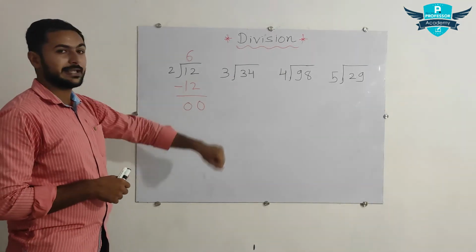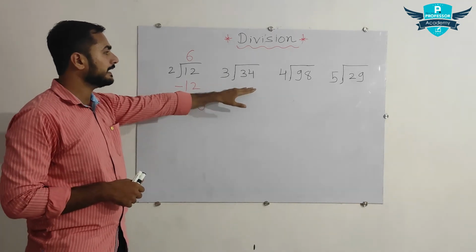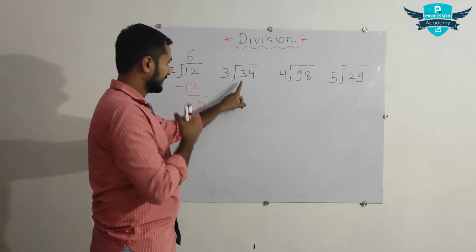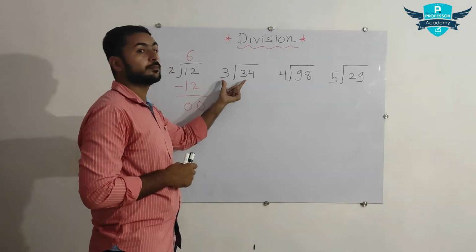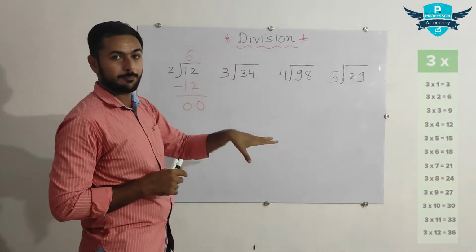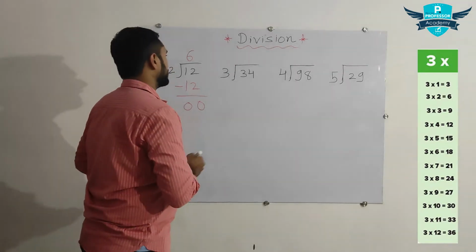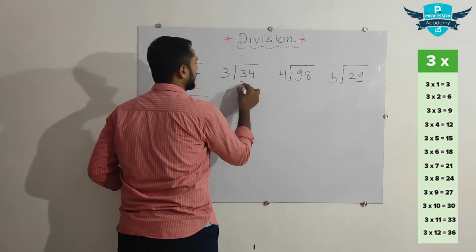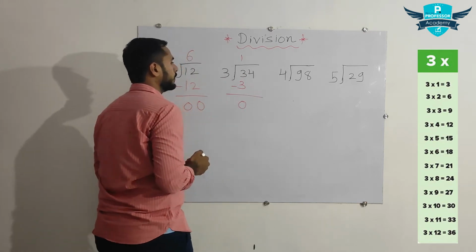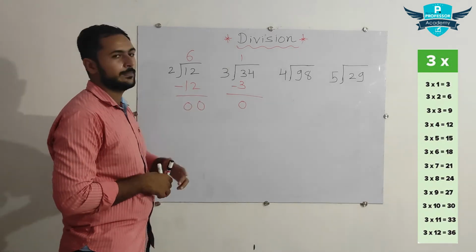Okay. Now for the next one, see the 3. This is the divisor. And in the dividend, we will start with the first number, that is 3. Is 3 smaller than 3? No. It means we can identify it in the table of 3. See, 3 is there. 3 ones are 3. So we will write 3 ones are 3, and subtract. 3 minus 3 is 0. Here we have completed the first number.